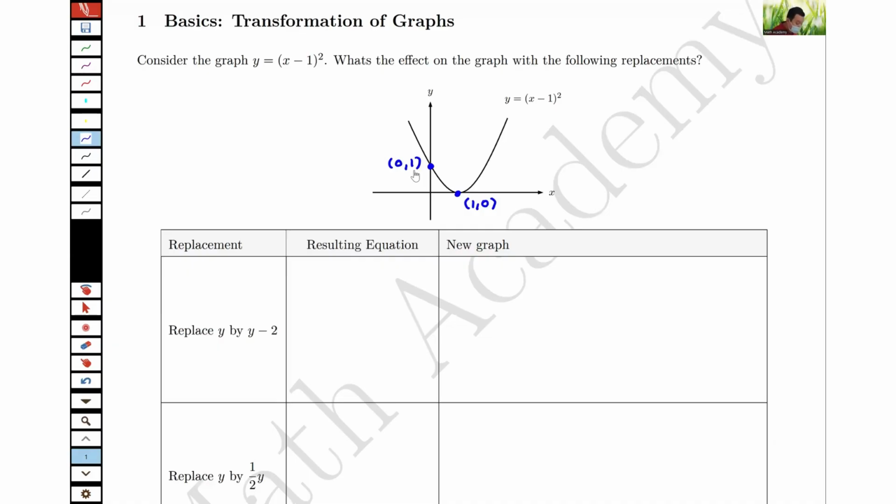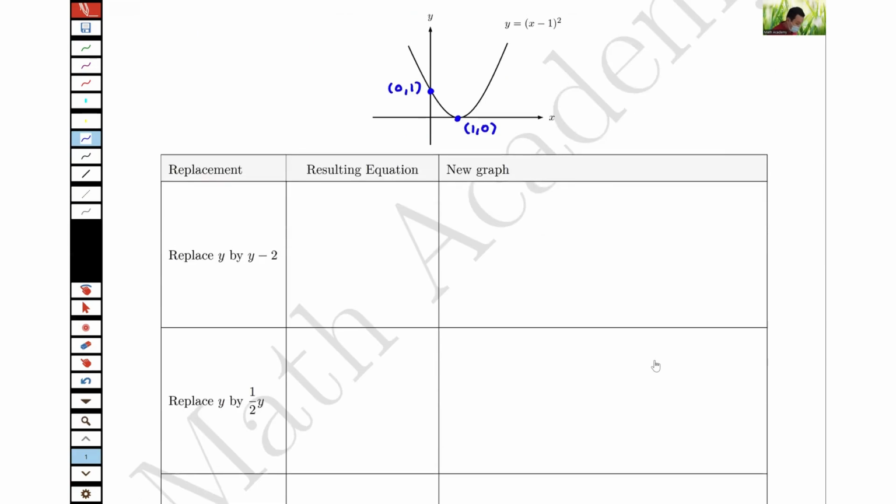I'm going to do replacements. And when we do replacements, we are going to replace your y or your x. So first, let's replace the y into a y minus 2, and let's check for what happens. If I change it to y minus 2, then this equation becomes y minus 2 is x minus 1 squared. And your y becomes x minus 1 squared plus 2 if I move the 2 around.